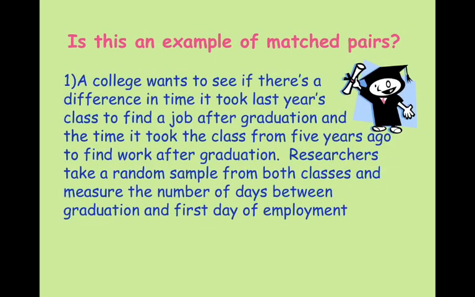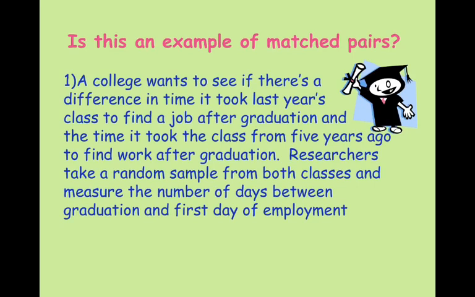All right, example 1. A college wants to see if there's a difference in the time it took last year's class to find a job after graduation and the time it took the class from 5 years ago to find work after graduation. Researchers take a random sample from both classes and measure the number of days between graduation and the first day of employment.